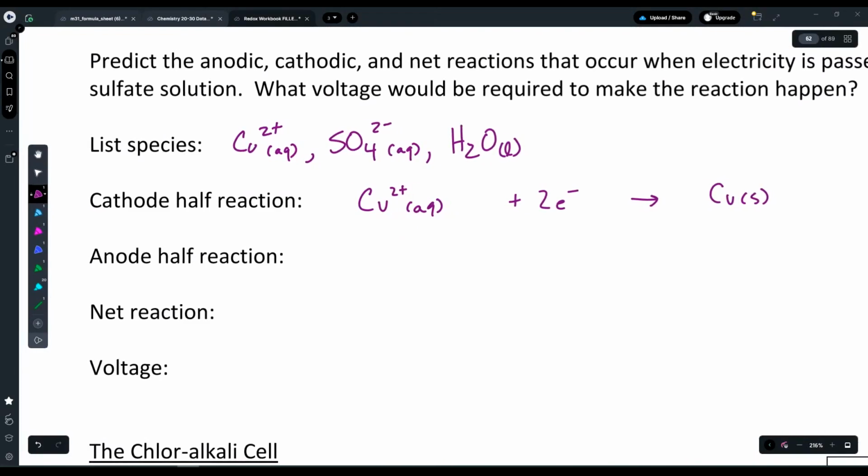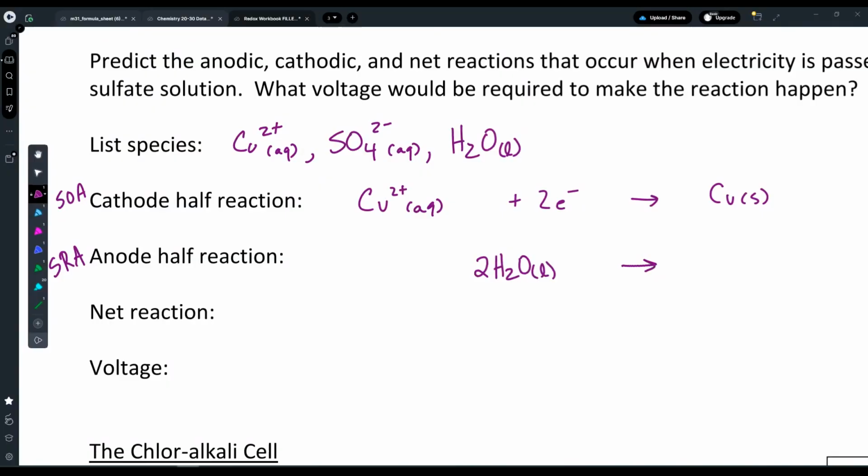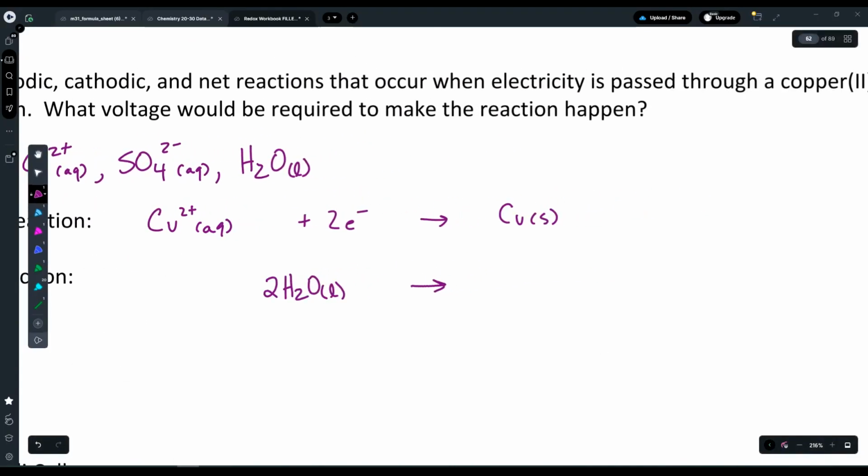So remember, the cathode half reaction is your SOA reaction, and then the reaction that happens at your anode is your SRA reaction. And I'm just lining up the reaction arrows to make it easier to see so that I can create my net reaction.